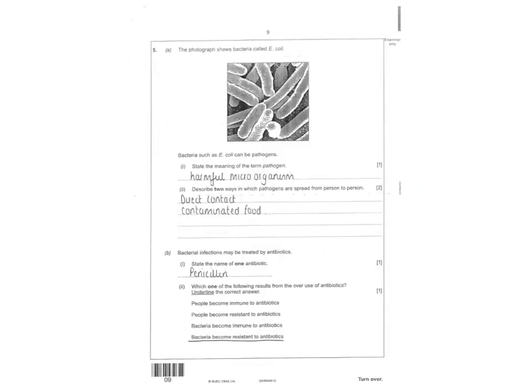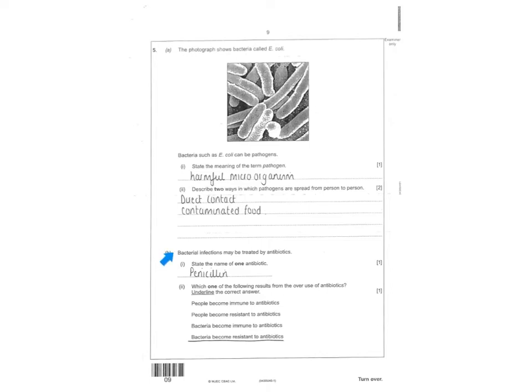The photograph shows bacteria. Bacteria such as E. coli can be pathogens. State the meaning of the term pathogen. A pathogen is a harmful microorganism. We can't just say a microorganism, because we're looking at a harmful one. Describe two ways in which pathogens can spread from person to person. I've got direct contact, contaminated food, dirty water, etc.